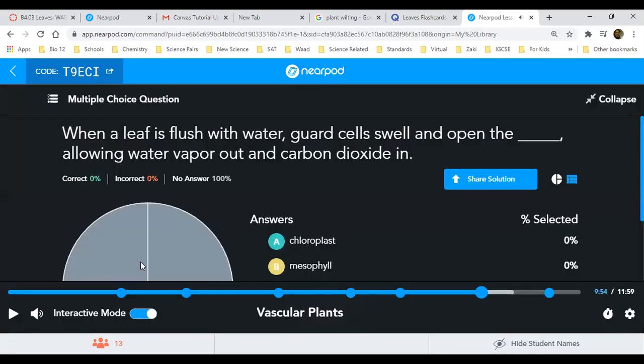All right, this will be the last question for today. When a leaf is flush with water, the guard cells swell. The guard cells for the stomata will swell up. They will become turgid and open the what? Allowing water vapor to go in and out. So is it the stoma? Is it the chlorophyll, mesophyll? So I just answered it already. If you guys were listening carefully, I just said the word. Guard cells open up. Guard cells, remember the first video we saw of the leaf, it's related to stomata. Everybody's answering wrong options. Option D is the answer.